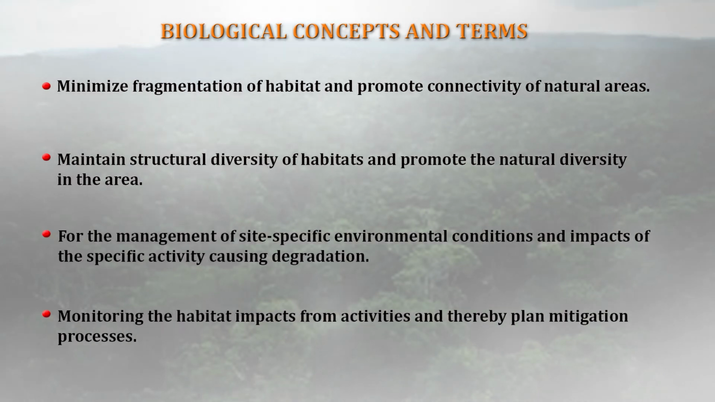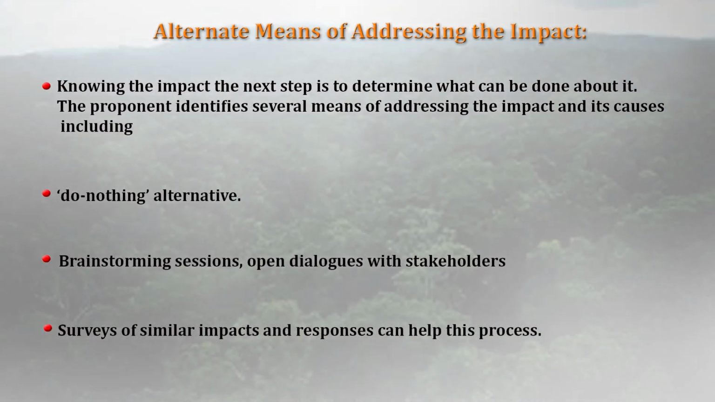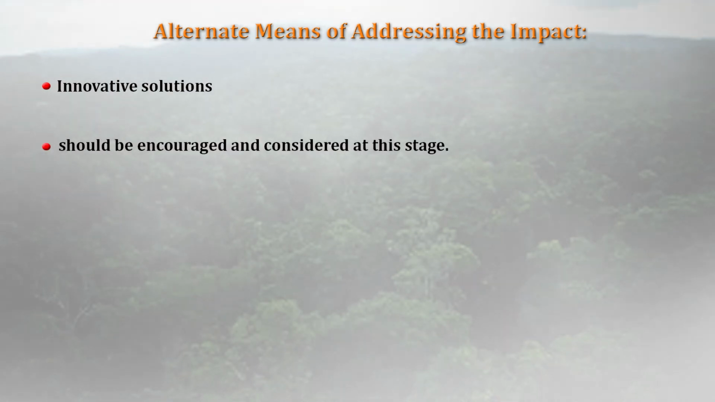For the management of site-specific environmental conditions and impacts of the specific activity causing degradation, monitor the habitat impacts from activities and thereby plan the mitigation processes. There are also alternate means of addressing the impacts. Like knowing the impact, the next step is to determine what can be done about it. So, the proponent identifies several means of addressing this impact, and one thing is doing nothing about it, that can be an alternate. You can have brainstorming sessions, open dialogues with the stakeholders, there can be surveys of similar impacts and some responses can also help. Innovative solutions can be there and that should be encouraged and considered at this stage.